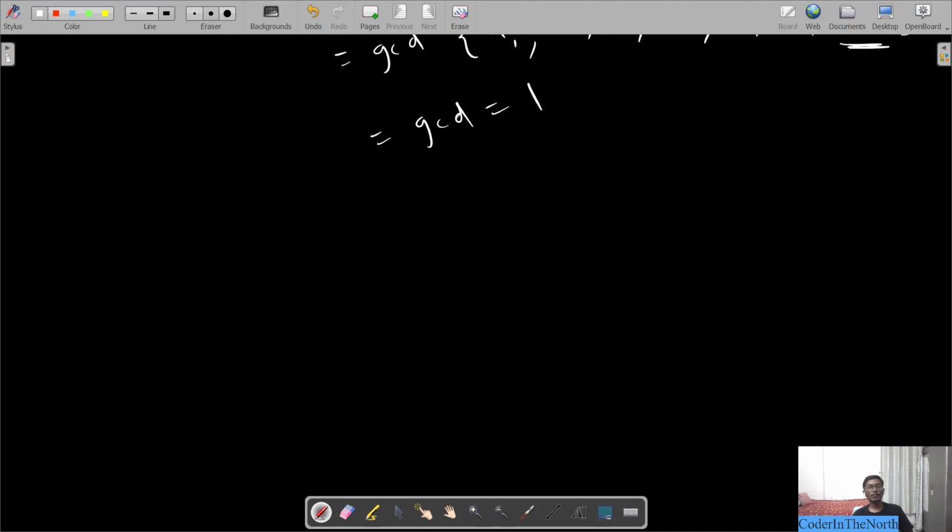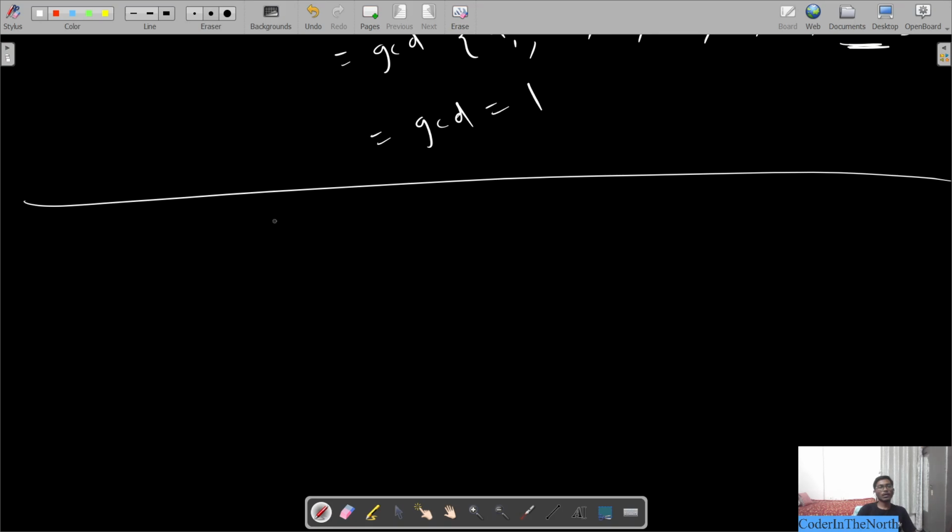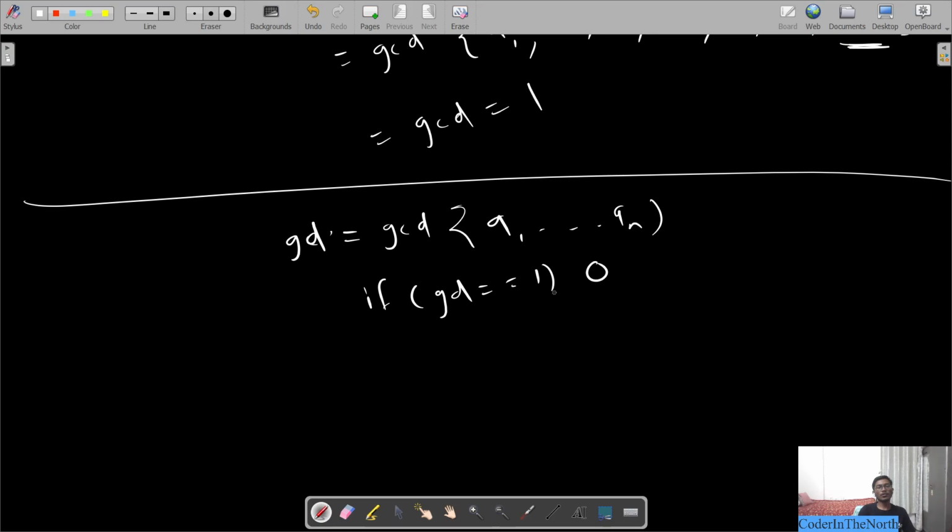So for the question, what we have to do: consider we have GD, which is GCD of all numbers A1 to AN. If already GD is 1, we need 0 operations. If GCD of GD, comma, GCD of the last number and its index n, if this is 1, the answer is 1.